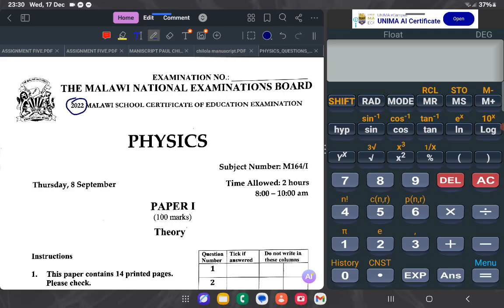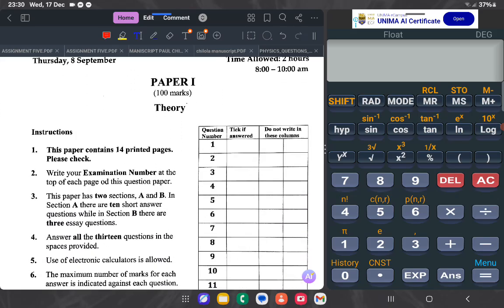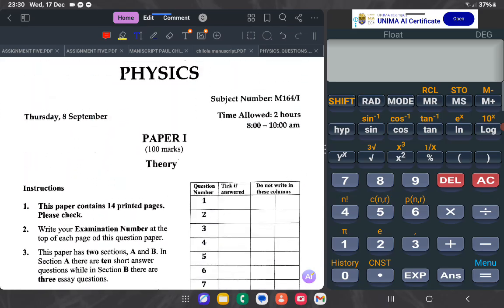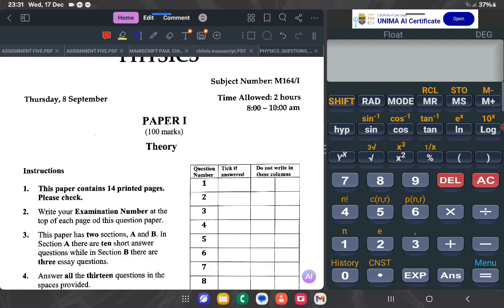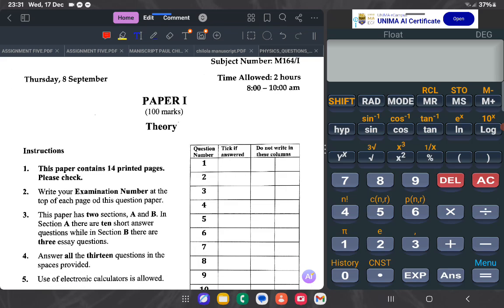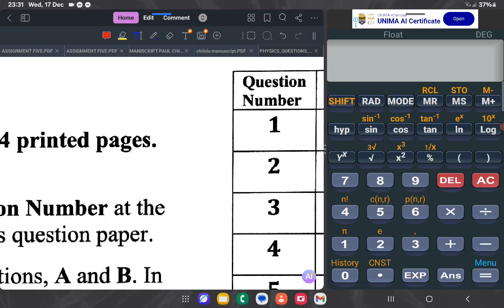Physics paper 1. As usual, I encourage my students to know the structure of your paper. So this is physics paper 1, which carries 100 marks. When you are writing physics paper 1 in your 2026 MSCE exams, you have to know that your paper 1 carries a total of 100 marks, and that it has 2 sections, namely section A and B.